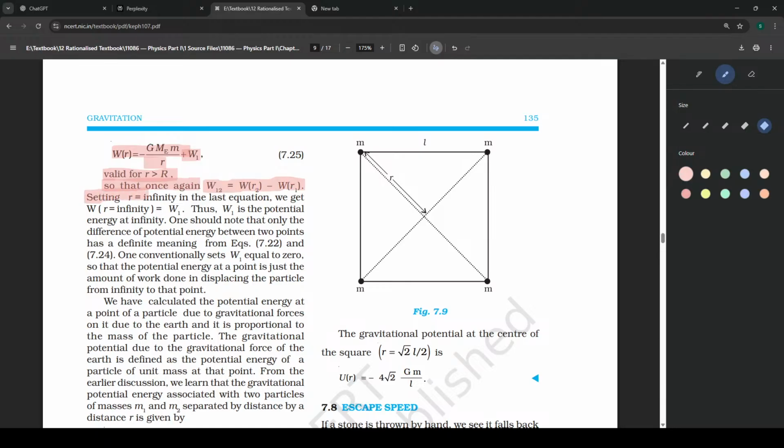Setting r equals infinity in the last equation, we get W_r at infinity equals W1. Thus W1 is the potential energy at infinity. One should note that only the difference of potential between two points has a definite meaning, from equations 7.22 and 7.24. One conveniently sets W1 equal to 0, so that the potential energy at a point is just the amount of work done in displacing the particle from infinity to that point.